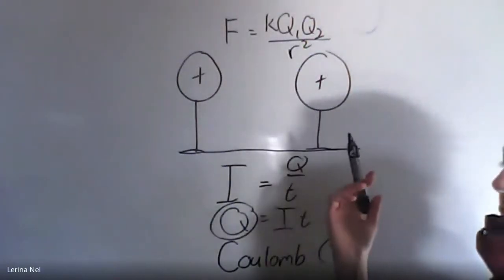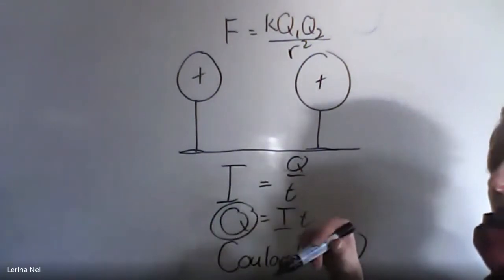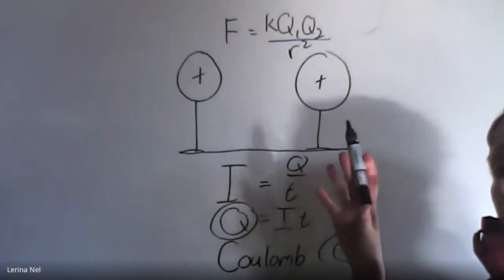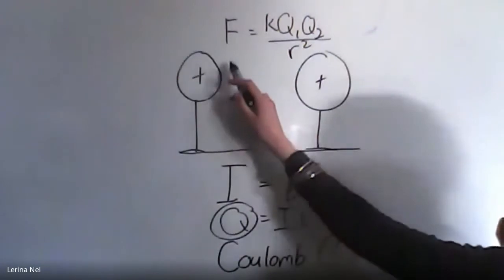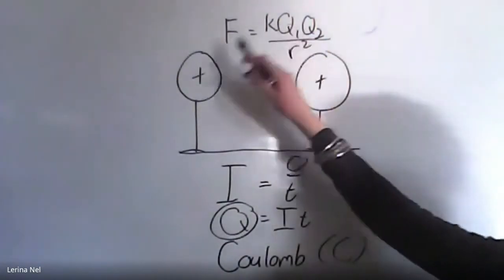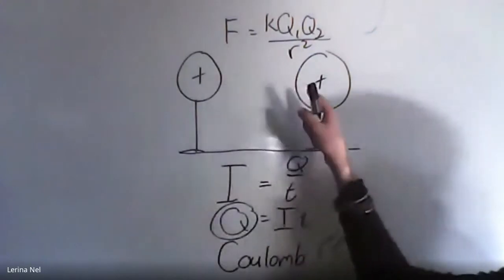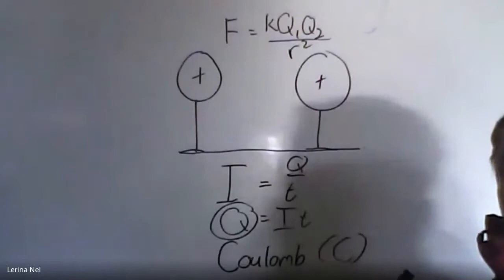What's the difference between the two? Force of gravity is always a force of attraction. Force of gravity has never pushed anyone off planet Earth. That would be nice, but it doesn't work that way. Whereas the force between two charges can be a force of attraction or repulsion. So in this case, we have two positive charges. It's going to be a force of repulsion.